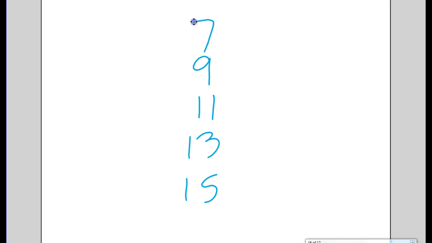Everyone on your whiteboard, write those numbers down. I'm sorry, what? It doesn't matter. They're odd numbers, but they're not prime. 15's not prime. Yeah. 9 is not prime.